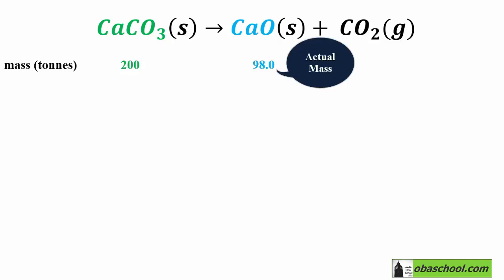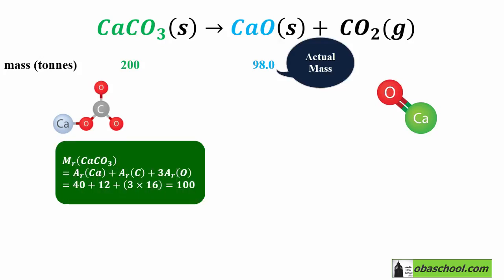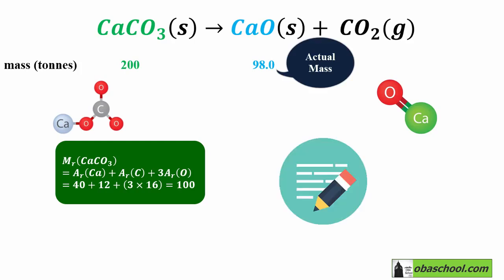To do so, we will calculate the formula masses of calcium carbonate and calcium oxide. We will start with calcium carbonate, CaCO3. The formula mass of calcium carbonate is the relative atomic mass of calcium plus the relative atomic mass of carbon plus 3 times the relative atomic mass of oxygen, because we have 3 oxygen atoms. So it's 40 plus 12 plus 3 times 16, which is equal to 100. Take 1 minute and calculate the relative formula mass of calcium oxide, CaO.